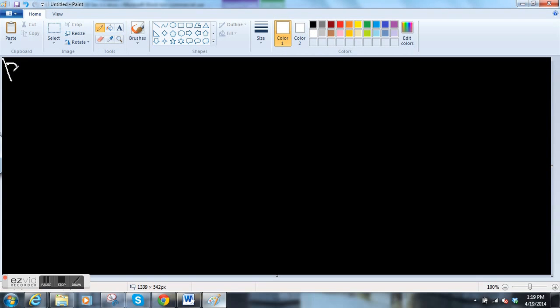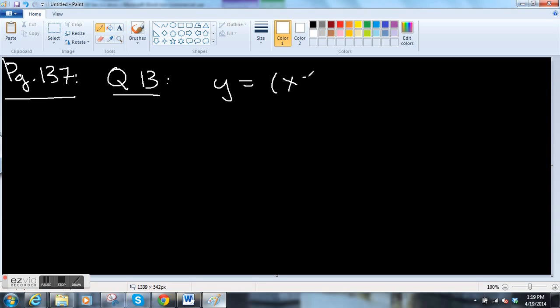So on page 137, in the introduction to this section, there's a little bit of help. But here is my suggestion about how you do this question. So question number 13, here's our function: y equals (x minus 3) squared plus 1.